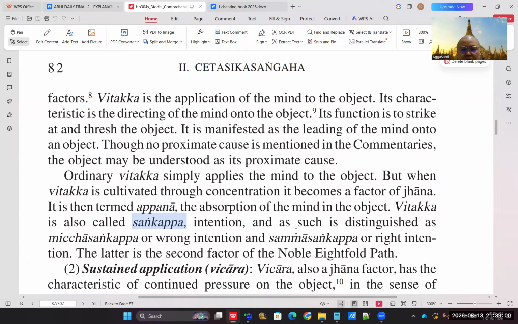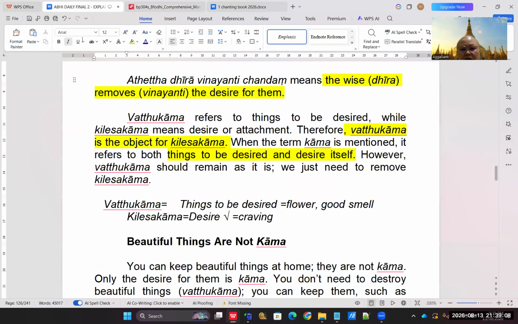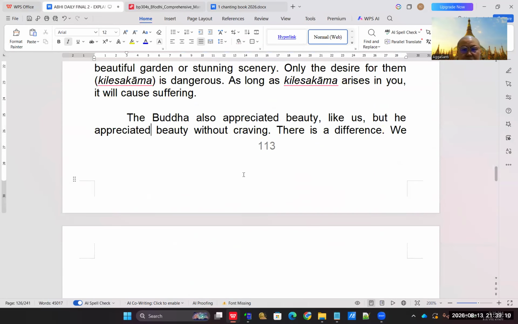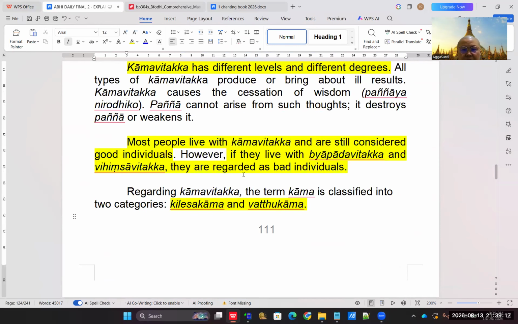Okay, so today we only talk about this, and then next week we will do the Vicara. This one is for next week. So today the topic is much more on Vitakka. So we finish here.